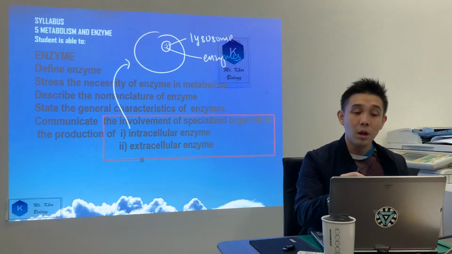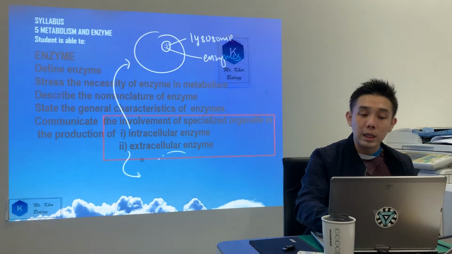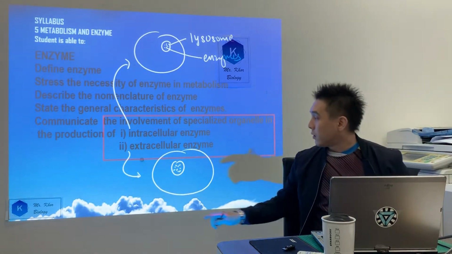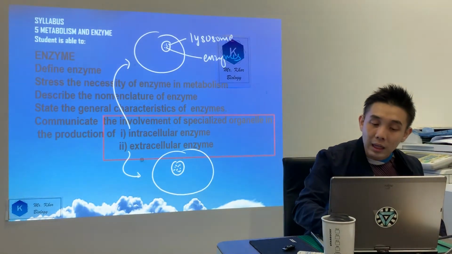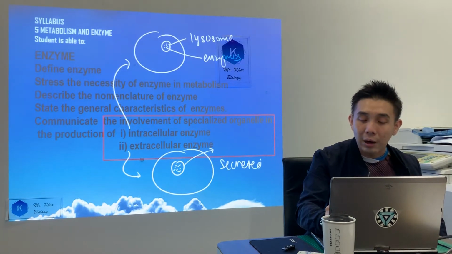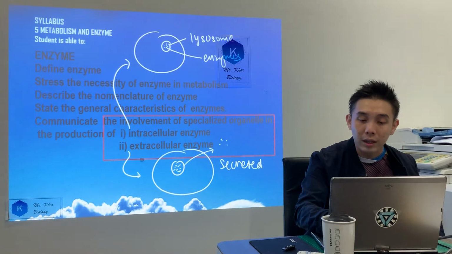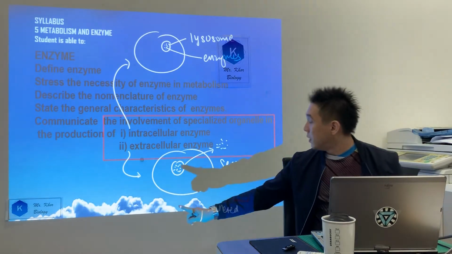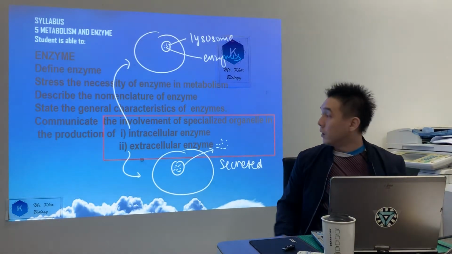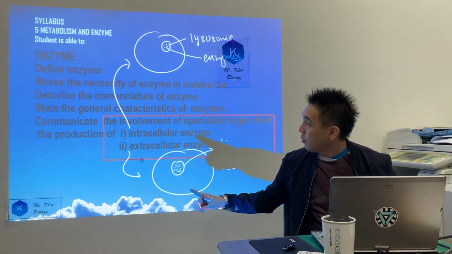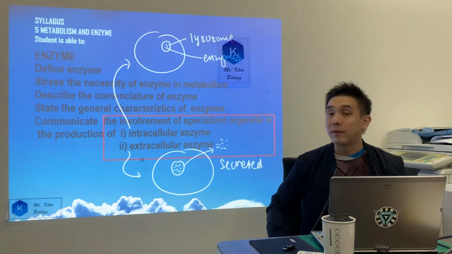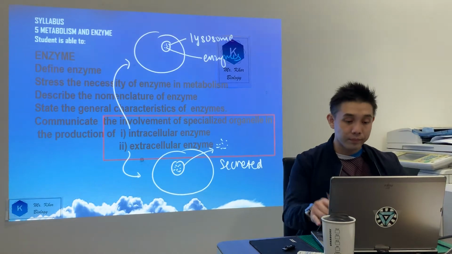While extracellular enzymes are produced in the cell, dihasilkan dalam sel tetapi dihantar keluar. We use the word secreted out of the cell in order to function. So the main difference is intracellular enzymes function in the cell, extracellular enzymes function outside the cell.